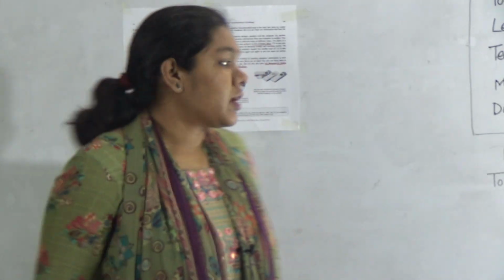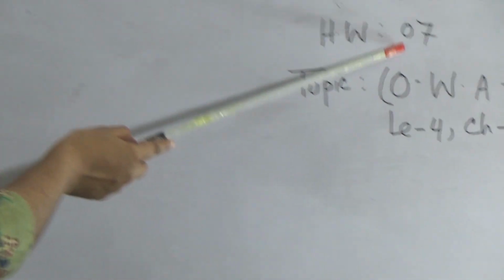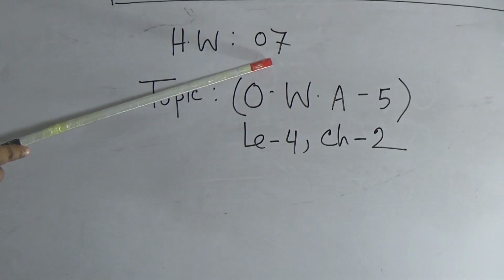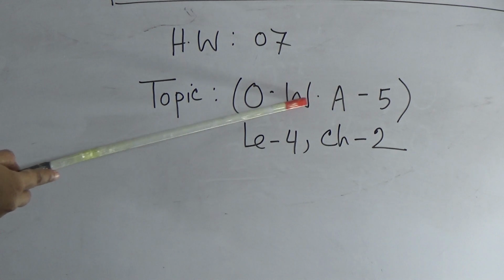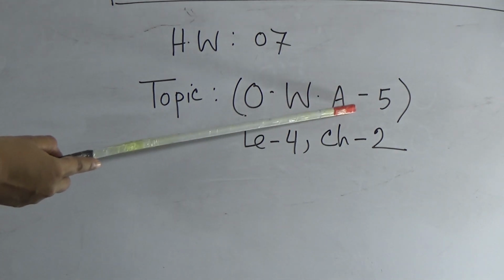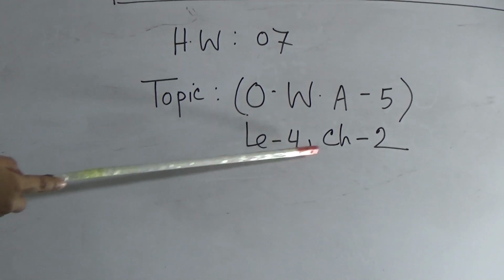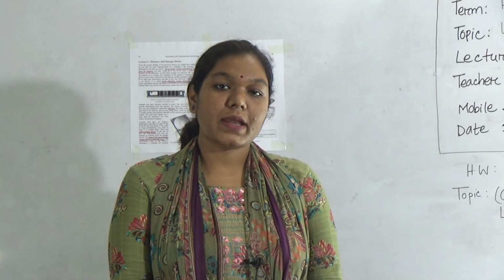Student, here is given homework number 7 will be your homework, and topic one word answer 5. You have to make one word answer 5 for your homework. So student, from lesson 4 chapter 2, you have to make your homework at home and submit your homework on next Saturday from 9 am to 3 pm.